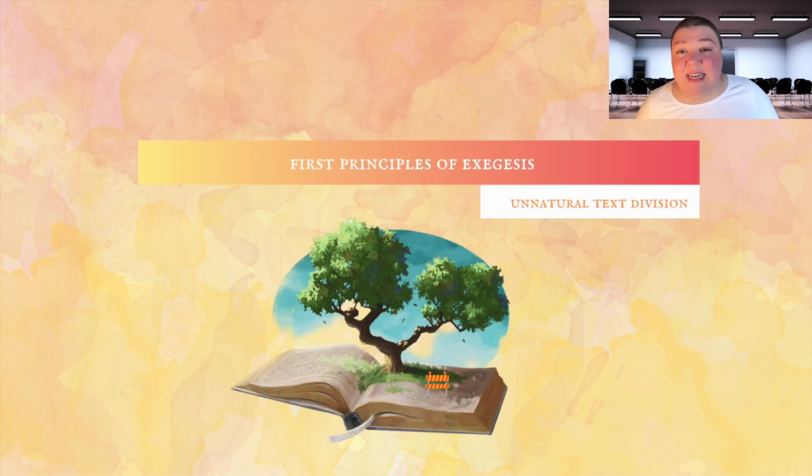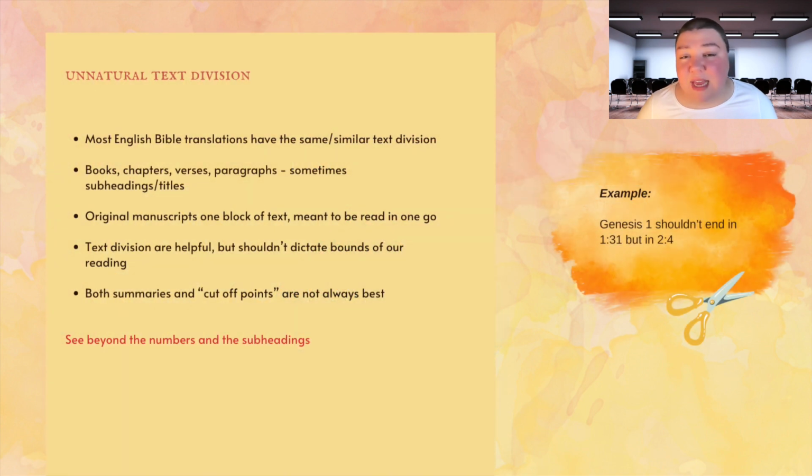Next, we look at the dividing up of passages. Most of us who have English Bible translations will have the same thing. Our Bible is divided into books, then chapters, then verses. And in some versions, within the chapters, we also have these little subheadings above paragraphs. These little headings briefly summarize what the chunk of text is about.